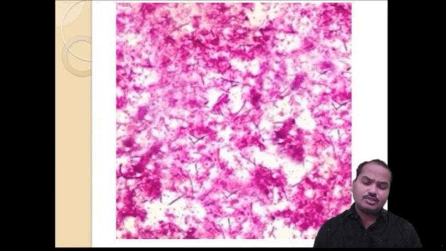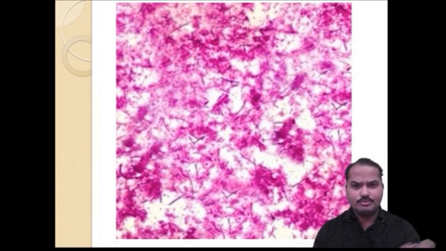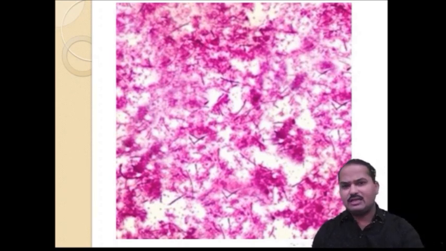This is one of the histopathological pictures, a photomicrograph, which shows the candidal hyphae. You can see thin tube-like structures or lines over the picture which are magenta in color, and these lines are actually the hyphae of candida. These hyphae embed into the tissue of the host.